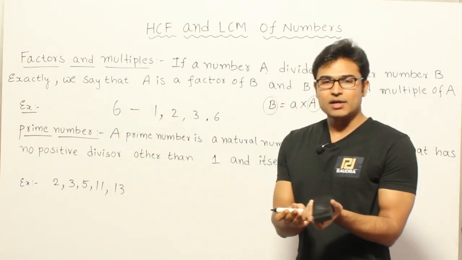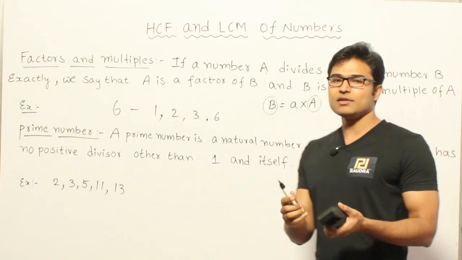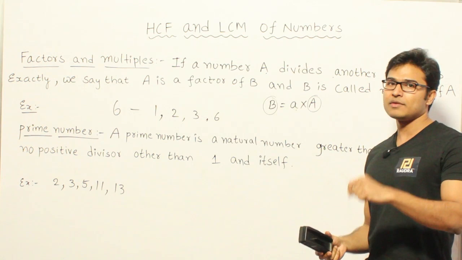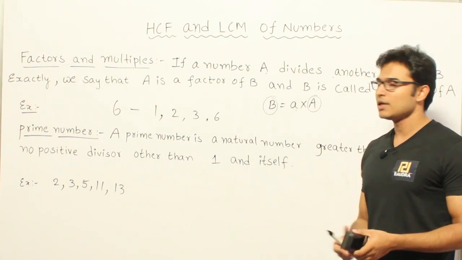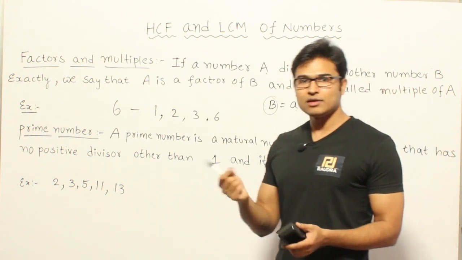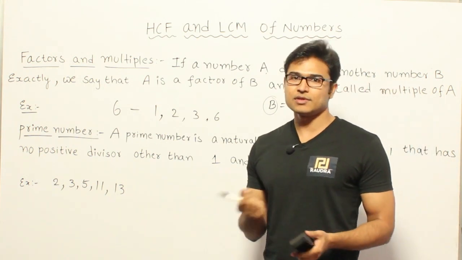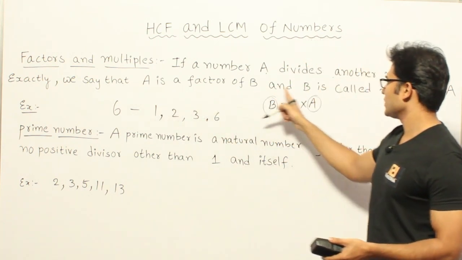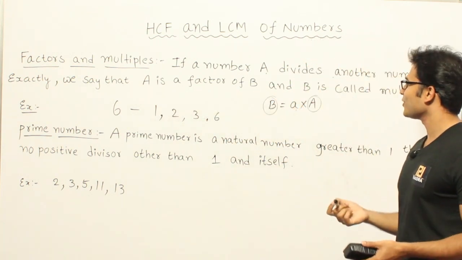Exactly means when I divide it, the remainder should be 0. If you get anything more than that, it is not exact. So whenever you get remainder 0, then it is called exact division, or sometimes it is also called dividing evenly. Dividing evenly or dividing exactly means the remainder is 0. We say that capital A is a factor of B and capital B is called a multiple of A.